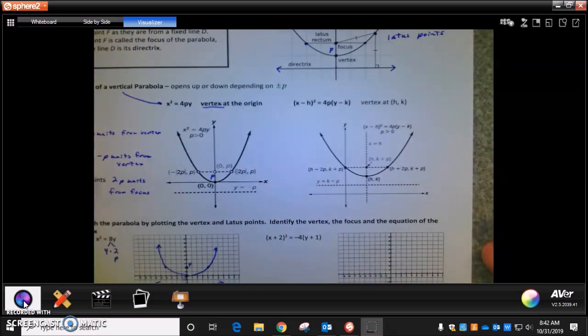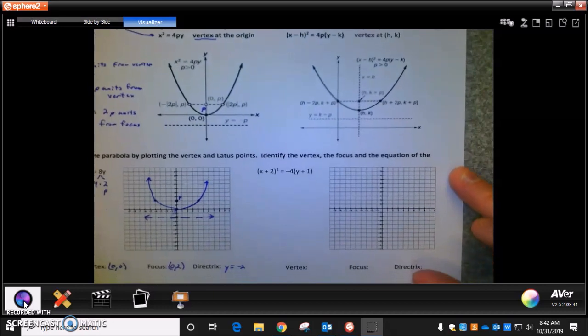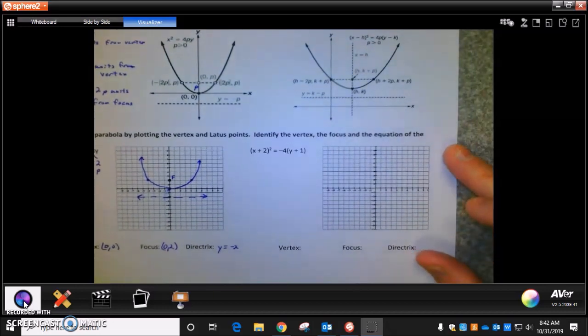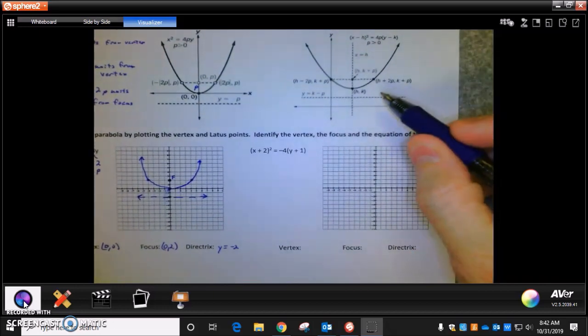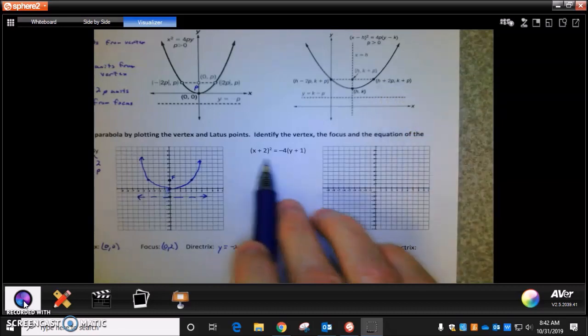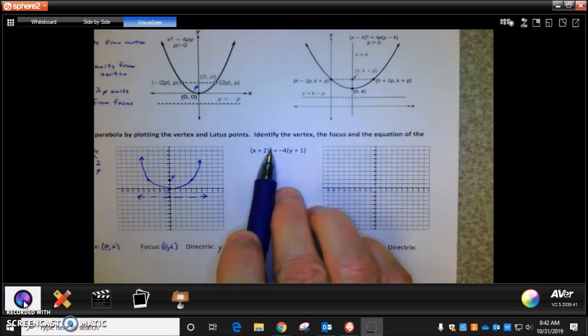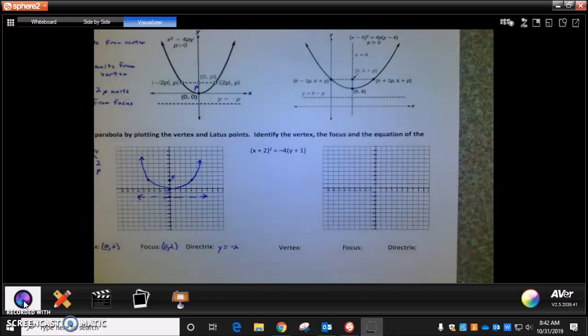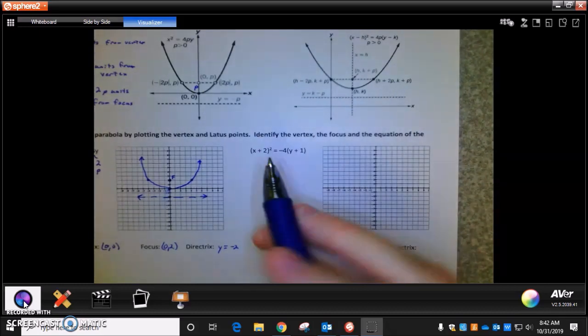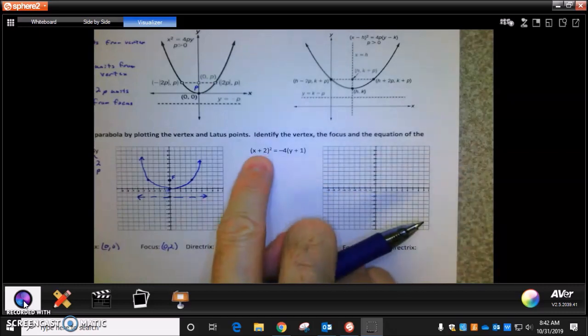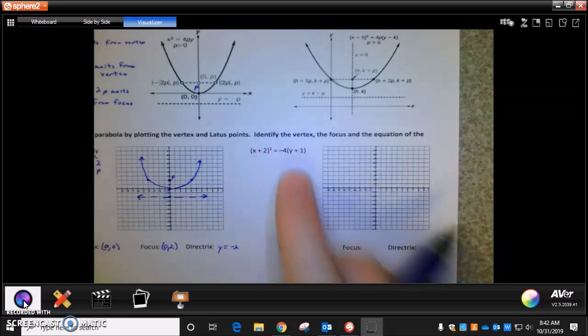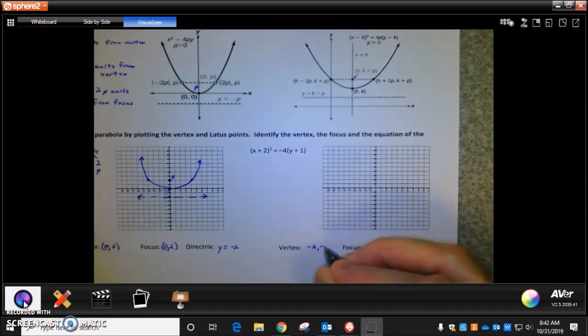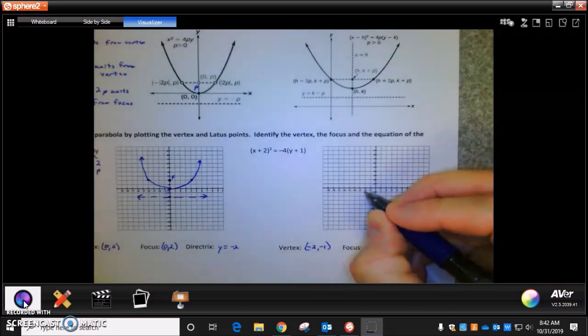Okay, so let's look at an example of a parabola where the vertex is not at the origin. Okay, so here's my equation. Again, x is being squared, so this is a vertical parabola. First thing I'm going to do is find my vertex. My vertex is at -2, -1. That's my vertex.